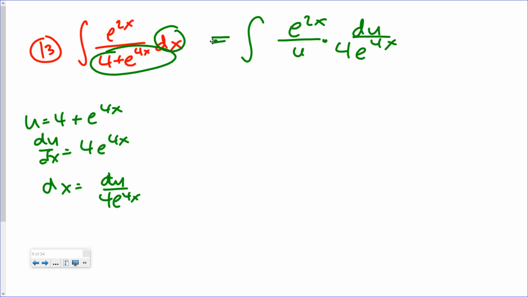Okay, I would take a look at that and say, do my x's cancel out? Can I get rid of the x's? No. What this will end up being is du over u, I think 4u e to the 2x, or something like that. The x's are not going to cancel out. I still have this x here. All right, back to the drawing board. What can I do? Recognize that it's an arctangent problem.